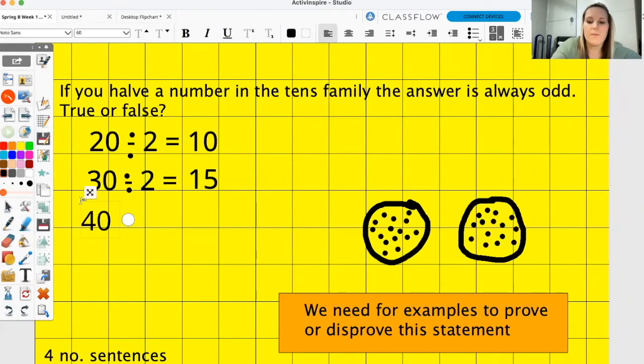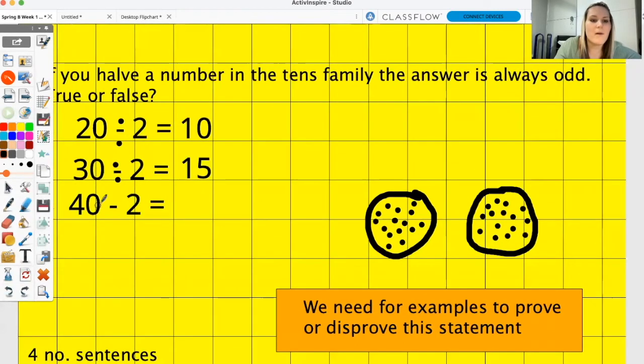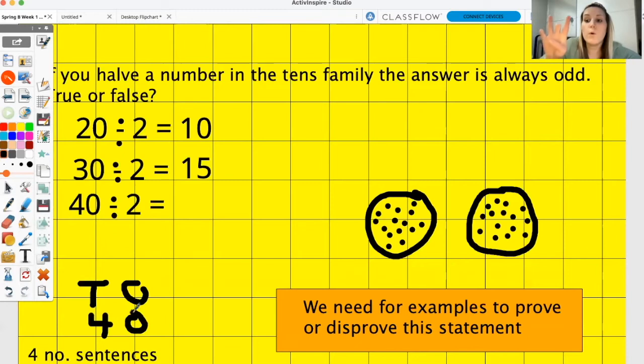Let's do 40. 40 divided by 2 equals. What's clever about dividing by 2 or halving is that you can halve the tens and then halve the ones. So if I've got the number 40, 40 is 4 tens. If I halve it, I've got 2 this side and 2 this side, I've got 10, 20. And I can't half 0 because there's nothing there. So then my answer would be 20.